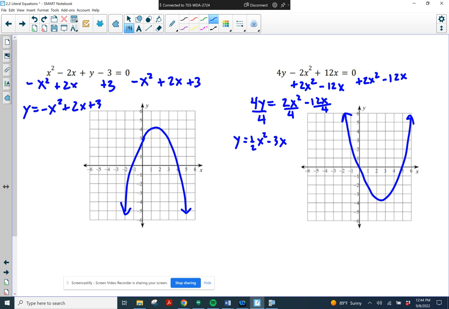Oh, one other thing. Notice the first 4 were lines, but as soon as we start getting an x squared, it's the U shape. And that's going to be one of the things we study a lot this year, this shape. It's called a parabola. So welcome to the parabolas.